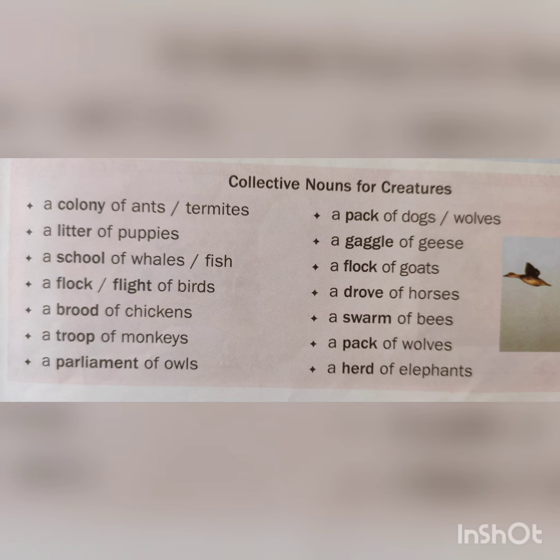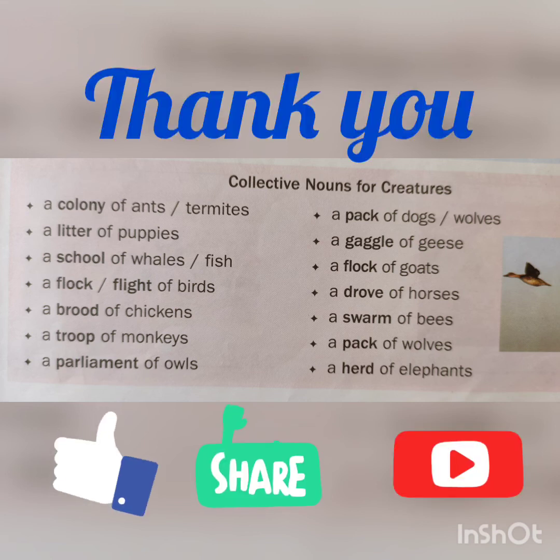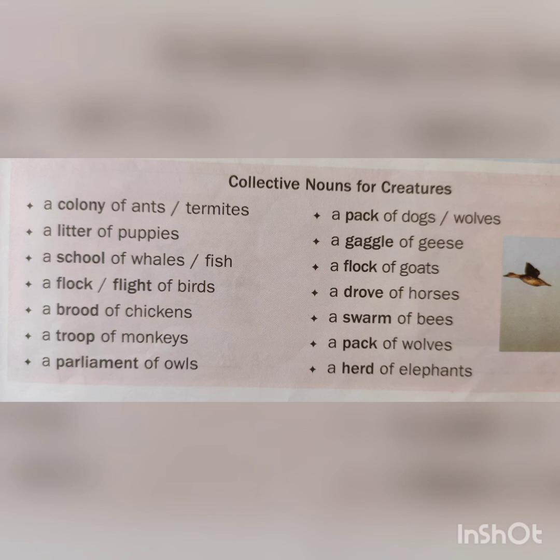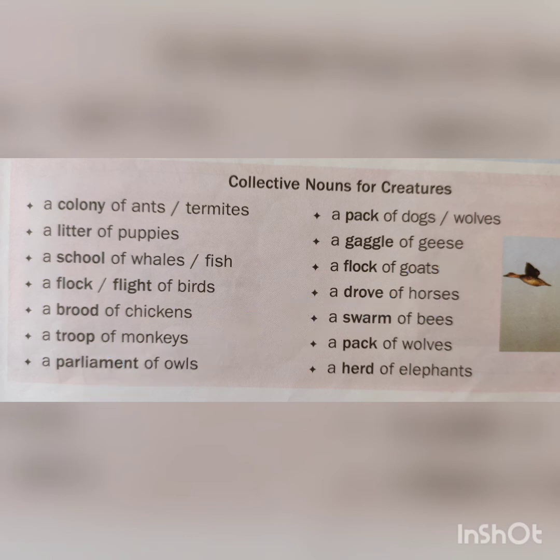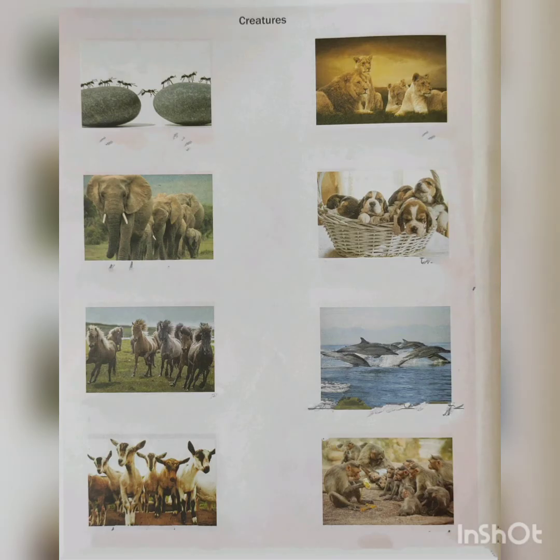A flock of goats. A group of sheep, goats or birds. A drove of horses. A swarm of bees. A large group of insects all moving together. A pack of wolves. A herd of elephants. Here herd means a large group of animals. So this is the topic. Identify each picture and write the collective noun for it.